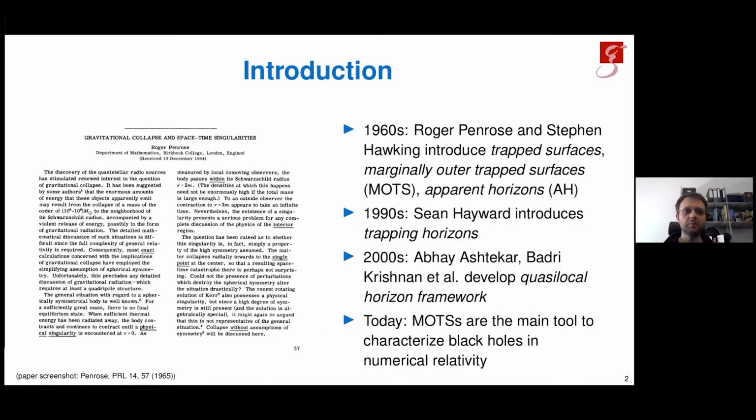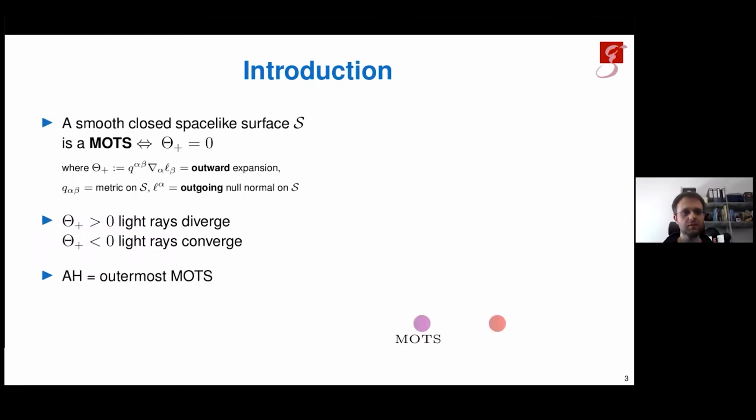On a little bit more technical side, the condition that a surface is a MOTS can be simply stated as having vanishing outward expansion. This is the condition for a smooth closed space-like surface to be a MOTS. The intuitive notion again is: if the expansion is positive, then light rays diverge in the outward direction. If it's negative, light rays converge. And if you're just in the marginal case that the light rays neither diverge nor converge, then you have a MOTS. And whenever you have multiple of these MOTSes, one contained within another, for instance, then you call the outermost one the apparent horizon. That's the numerical relativist's definition of an apparent horizon.